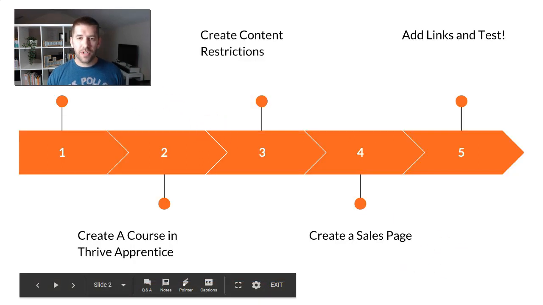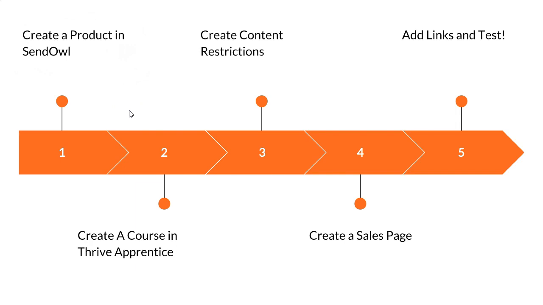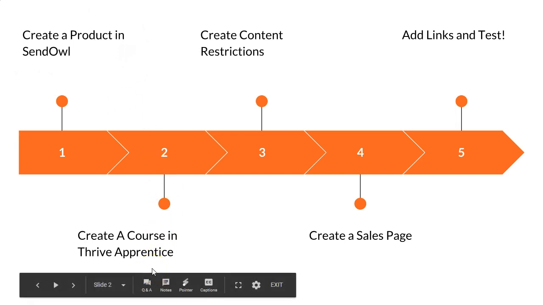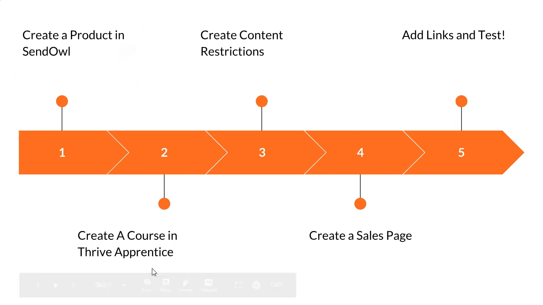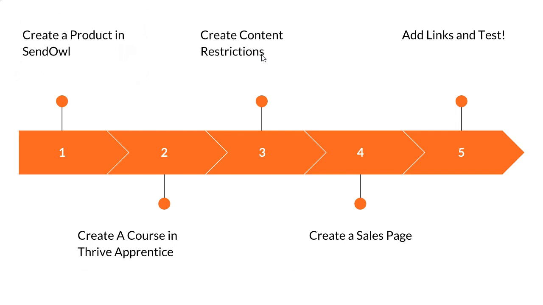So what we're going to cover today is really about 5 steps when it comes to creating your online courses, your premium courses to sell with SendOwl. First, you'll create a product in SendOwl, and then create a course in Thrive Apprentice that you'll marry up and sync with it. After that, we're going to create some content restrictions within the Thrive Apprentice dashboard, linking it to your SendOwl integration. And then you're going to need to actually allow people to buy it, right?